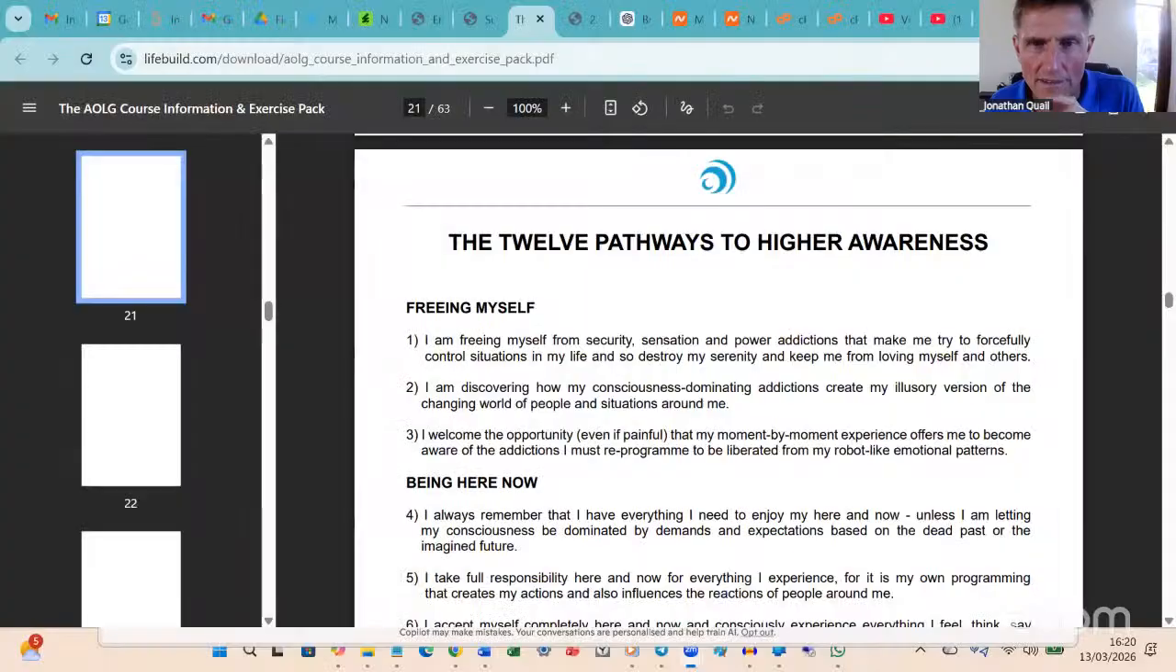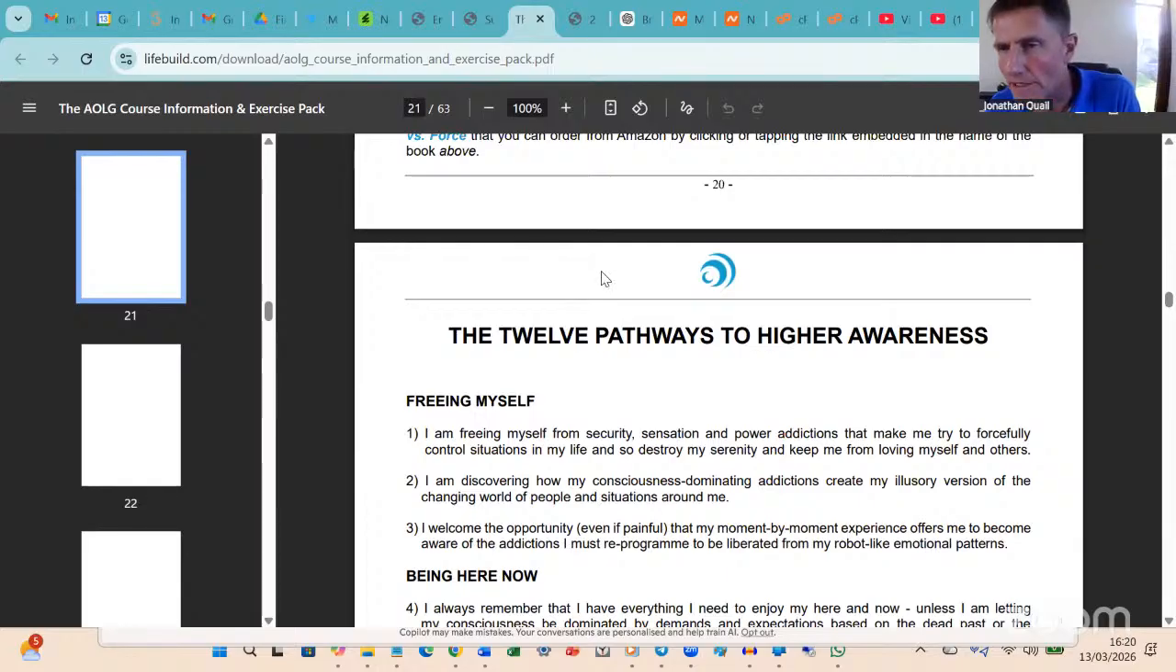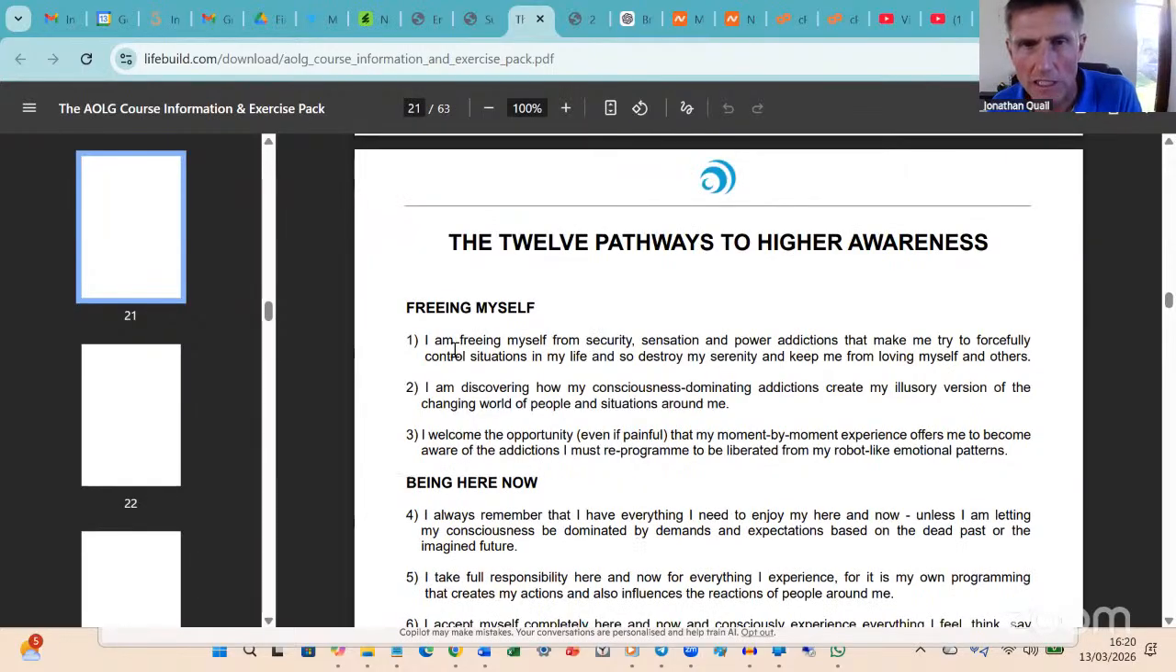Okay, so having said that, let me share my screen. I'll just dive into it. 12 pathways to higher awareness. We'll just do the first 3. I'm freeing myself from security, sensation, and power addictions. Maybe if you can read the first one, Archie. Elaine, read the second, you read the third, and then we'll dive into each one. You're muted, Archie, just so you know.